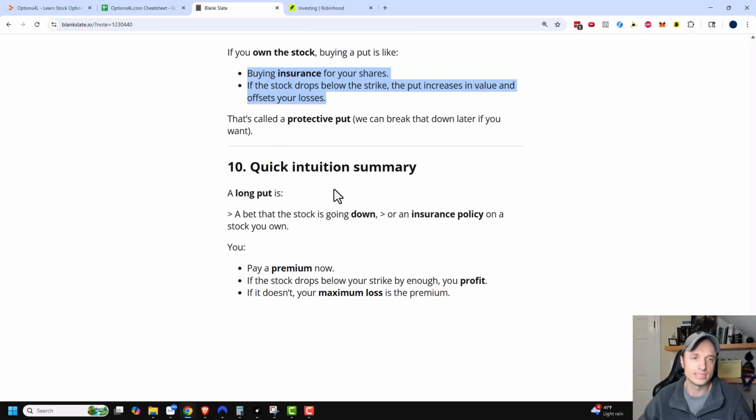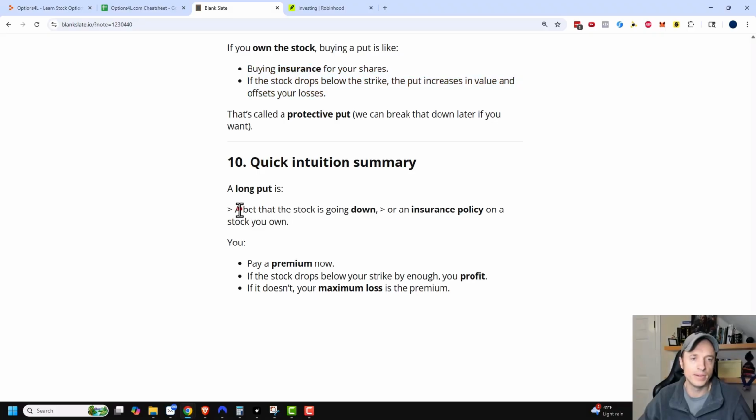So, a quick intuition summary. A long put is a bet that the stock is going down, or an insurance policy on a stock you own. You pay a premium now. If the stock drops below your strike by enough, you profit. If it doesn't, your maximum loss is the premium.